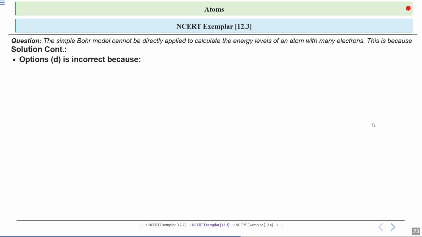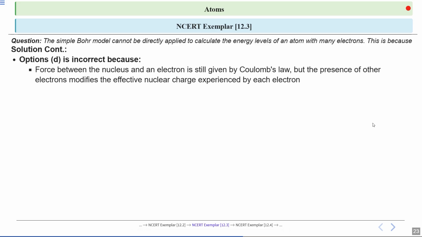So other option D is incorrect because the force between the nucleus and an electron is still given by Coulomb's law, but the presence of other electrons modifies the effective nuclear charge experienced by each electron. The Bohr model's failure is more about its inability to handle these modifications and the lack of a central force.